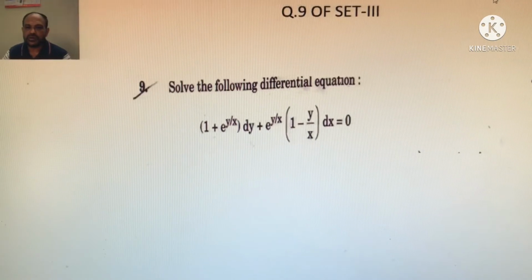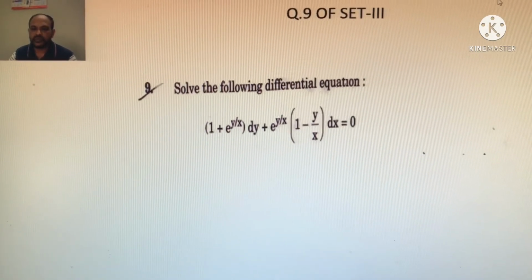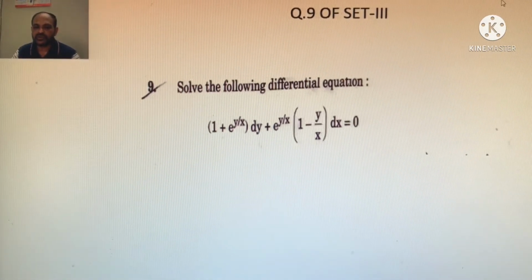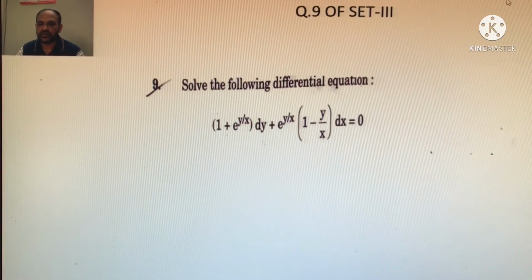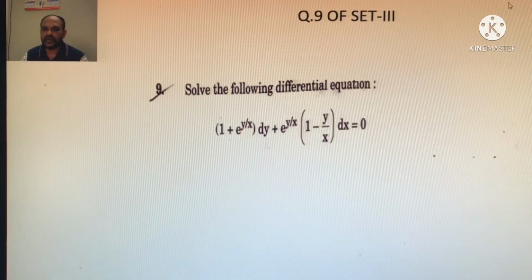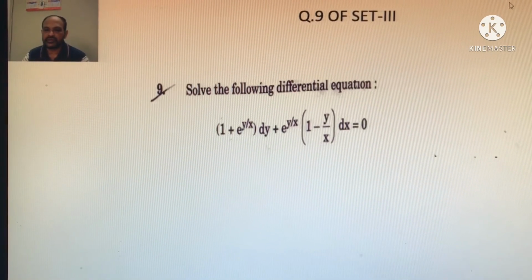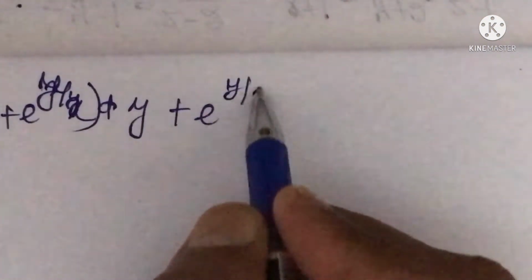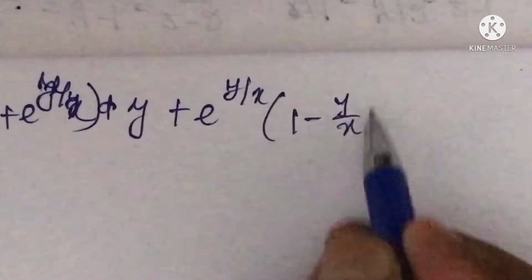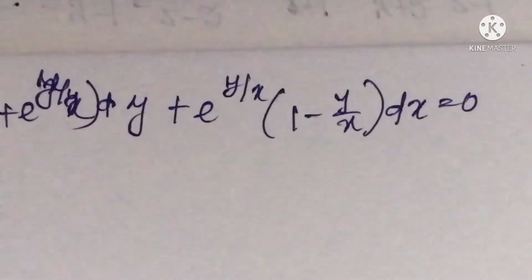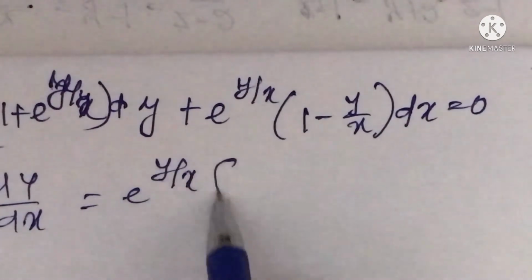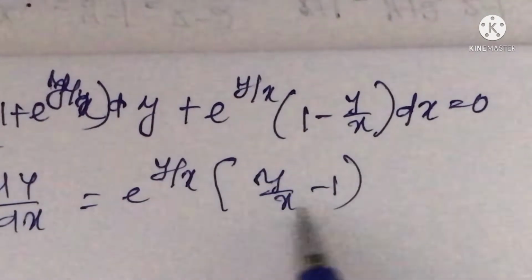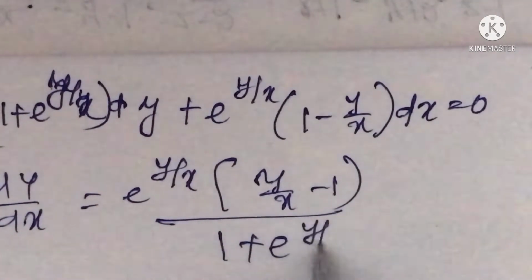Next question is, solve the following differential equation: (1 plus e to the power y by x) dy plus e to the power y by x into (1 minus y by x) dx is equal to 0, which is in question number 9 of set 3. The solution is: here dy by dx is equal to e to the power y by x into (y by x minus 1) by (1 plus e to the power y by x).